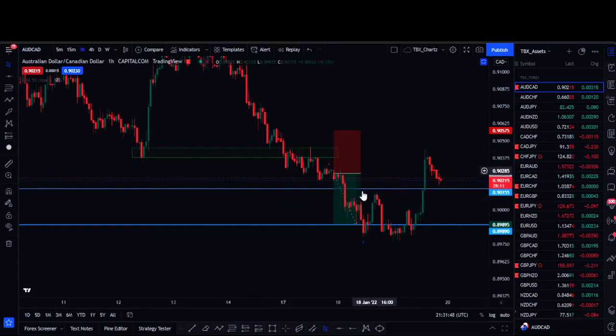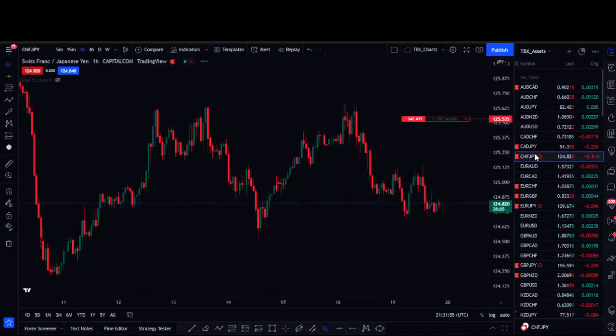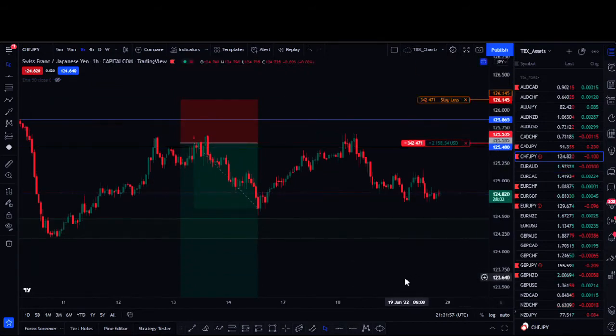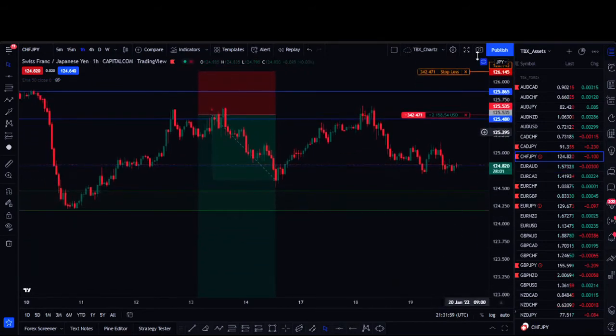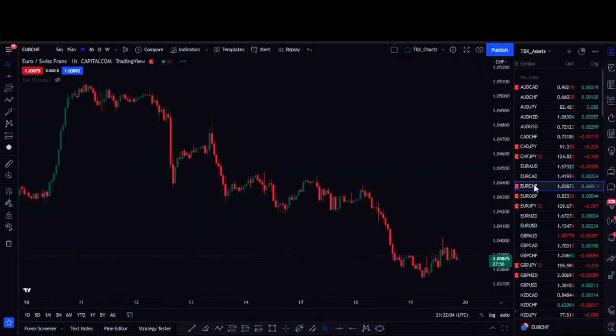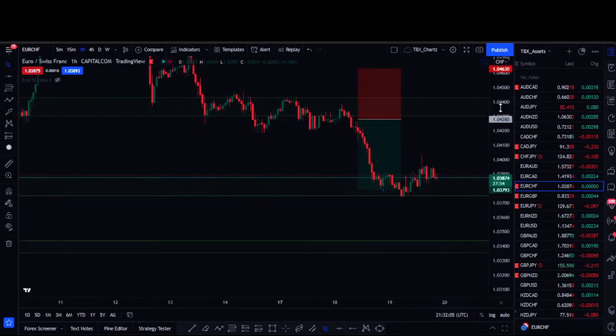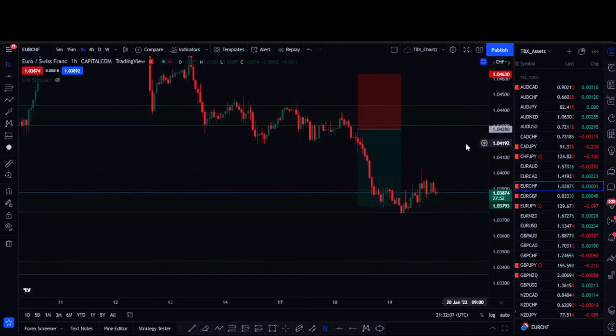So as you can see, price has taken our TP. I don't think this was part of the analysis I dropped, but let's check it out. CADJPY, this is a trade I've been holding for a while now. As you can see, it's going well. But let's look at the trades that we talked about in our last video. We also talked about the EURCHF, and as you can see, the price has done exactly what we talked about and has taken our TP.